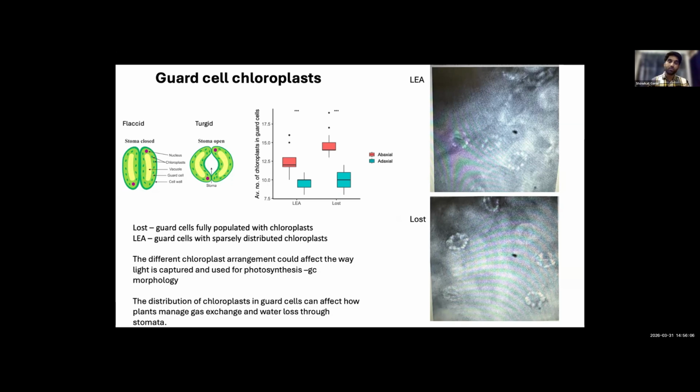But a more important observation than the average number of chloroplasts in the guard cells was the arrangement of these chloroplasts in the guard cells. As we can see here, guard cells in the wild species are fully populated with chloroplasts, whereas in Lea they are sparsely distributed. This difference in the chloroplast arrangement and distribution could affect the way the light is captured and used for photosynthesis, and it can also affect the way plants manage gas exchange and water loss through stomata.